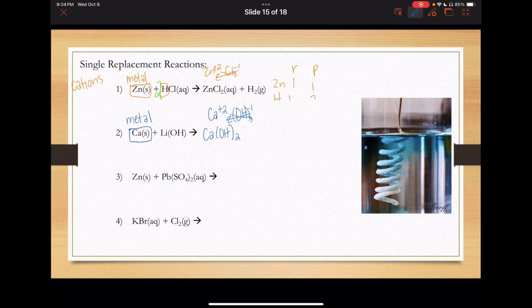So this is going to be solid, plus lithium, which is a metal, so it's solid. Now, I went ahead and gave you the products for this reaction, but go ahead and look to see if this reaction can even happen. Since I know this is a metal and I know I'm switching cations, I need to go back and use the activity series. So I need to see if calcium is listed higher than lithium.